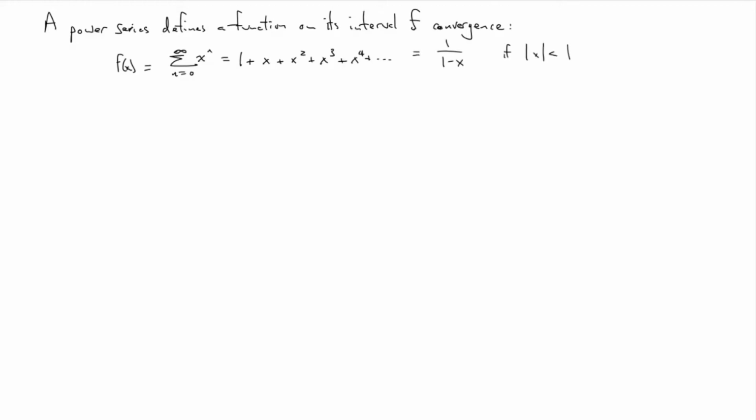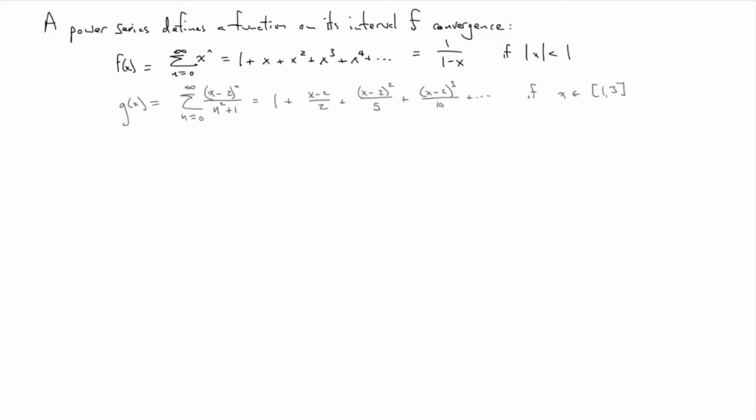And so really, this is just the function 1 over 1 minus x, as long as the absolute value of x is less than 1. So here's a function whose domain is all the numbers between -1 and 1, excluding -1 and 1. It's expressed as a power series. And we actually can compute what the value is when you plug in one of those numbers in the domain of the function.